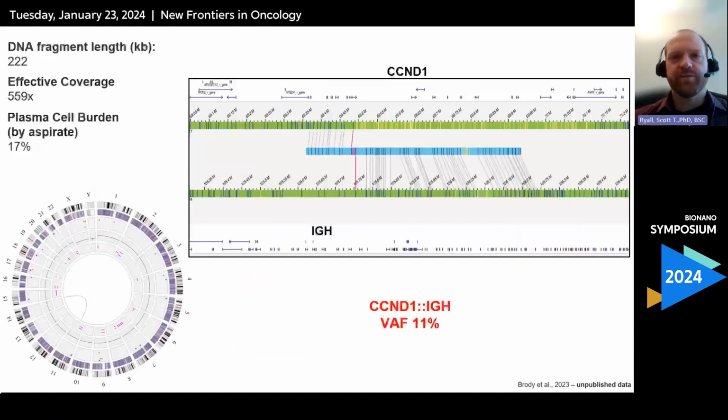And what we noticed was that once we started going to 1000x coverage and really letting the machine run, all of a sudden these events started popping up. This, for example, is the 11;14 CCND1::IGH variant, which was seen at about 11% variant allele frequency. Again, this is without enrichment. So again, a disease-defining event that we're able to identify in a specimen that was not enriched.